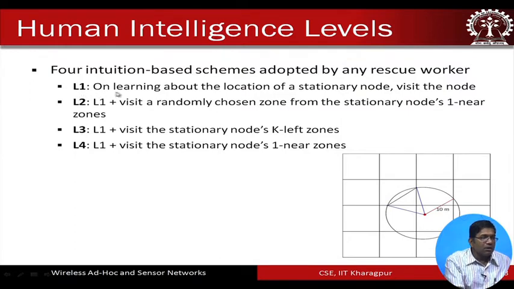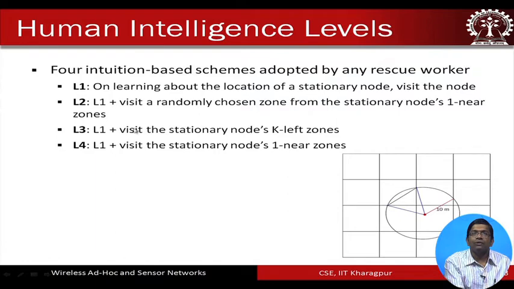L1 is basically learning about the location of a stationary node and visiting that node. That becomes the first scheme, which can be used for rescuing a particular victim by a rescue worker. L2 is another scheme that can be used for a similar purpose, which is that not only do you perform as in L1, but you also visit a randomly chosen zone from the stationary node's 1-near zones. L3 is L1 plus visiting the stationary node's k-left zones. L4 is L1 plus visiting the stationary node's 1-near zone.